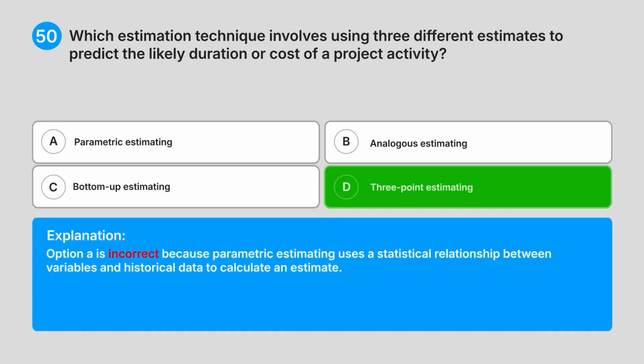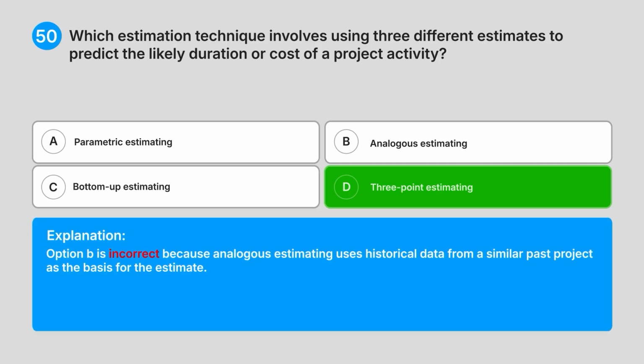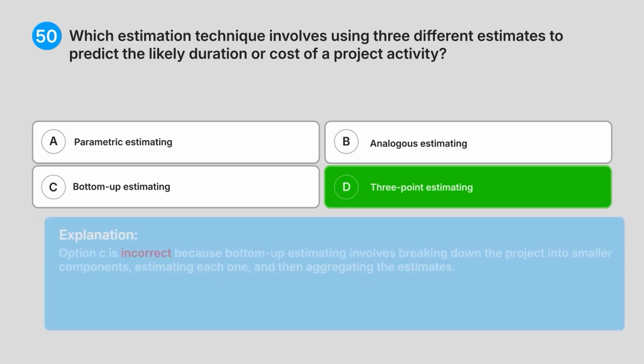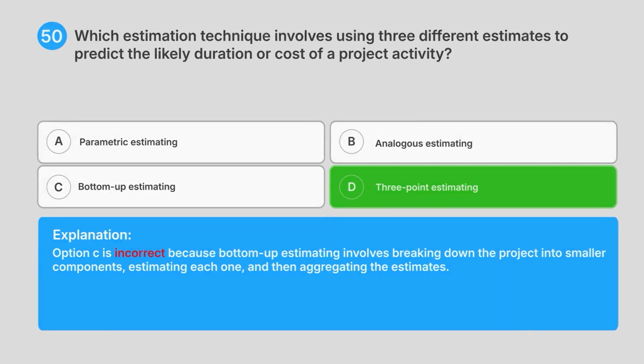Option A is incorrect because parametric estimating uses a statistical relationship between variables and historical data to calculate an estimate. Option B is incorrect because analogous estimating uses historical data from a similar past project as the basis for the estimate. Option C is incorrect because bottom-up estimating involves breaking down the project into smaller components, estimating each one, and then aggregating the estimates.